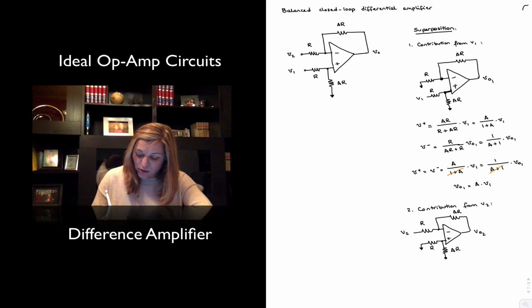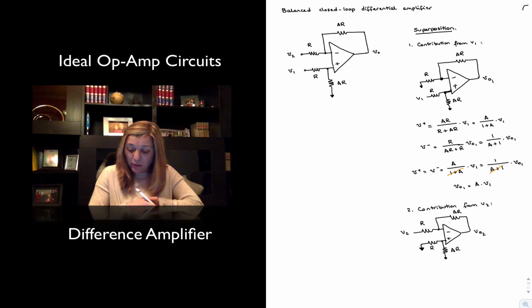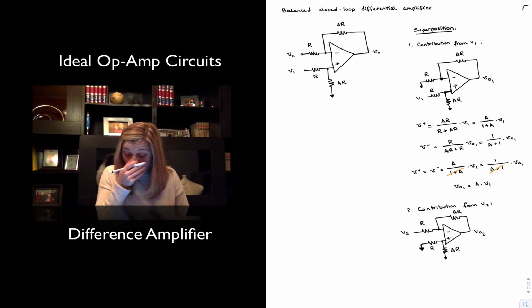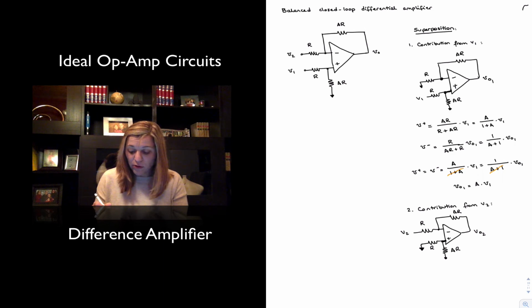Now, first thing to notice is that the V plus terminal is going to be equal to 0 volts. And why do I say that? Well, it's because there is no current going into the input terminal of the op-amp, and that means that the current will be flowing through the other two branches, the one with the resistors R and A times R, but in both cases the two resistors are sitting at ground, so basically we have the parallel combination of R and A times R connected to ground, but no current flowing through that parallel combination.